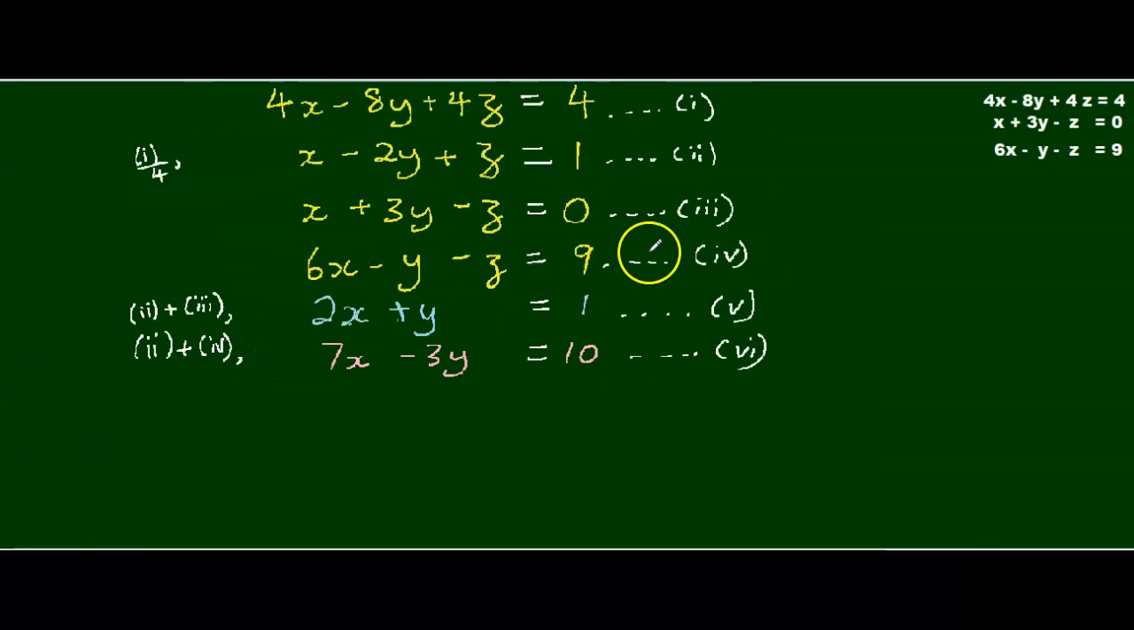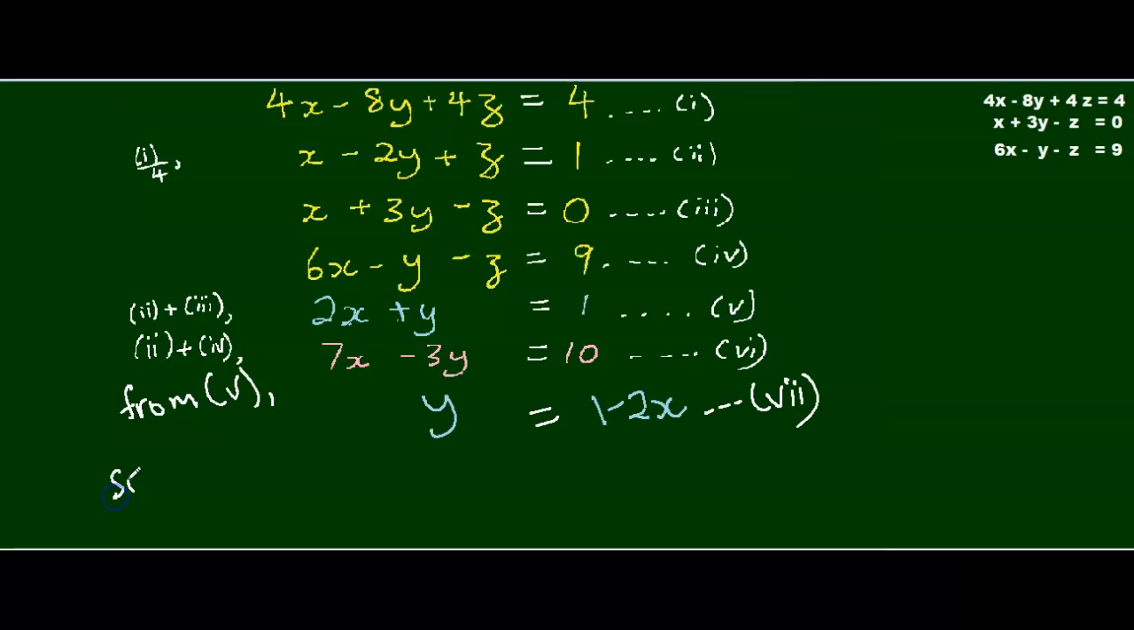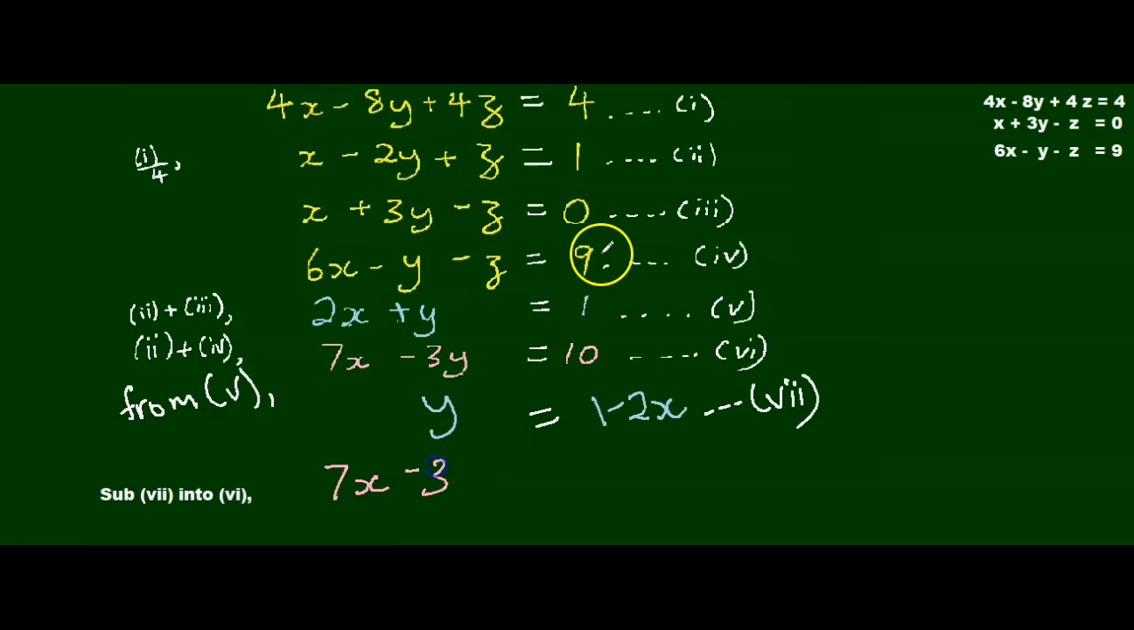We have 2 variables and 2 equations. We have x and y to find. So we can solve it either by substitution or elimination. Now we have a y here, so I can either multiply the entire equation 5 by 3 and do it by elimination, or I can say that from equation 5, y equals 1 minus x. We call this equation 7. Then I can substitute 7 into equation 6. It's 7x minus 3, and our y has now become 1 minus x, equals 10.